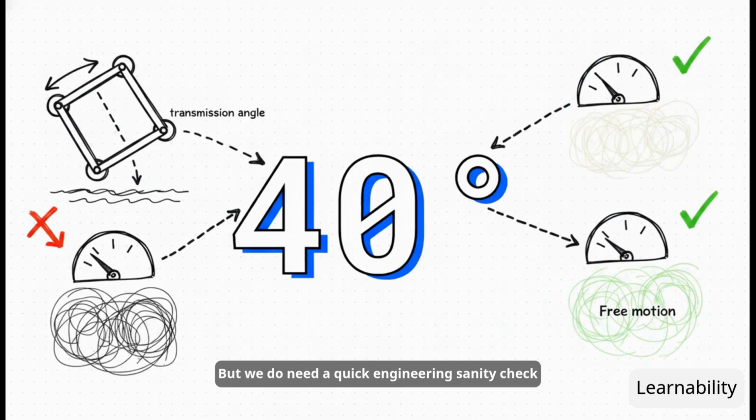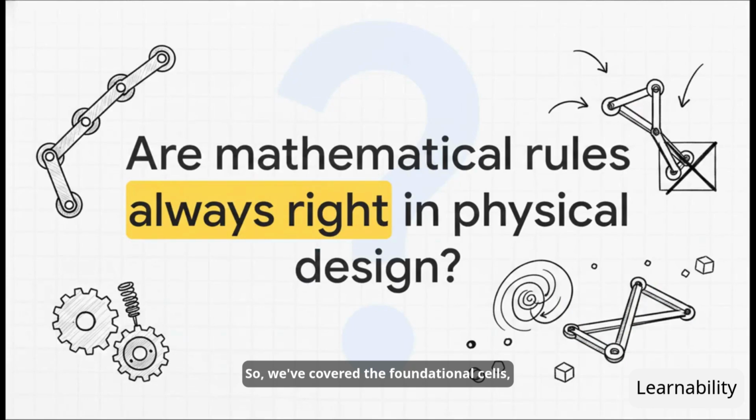But we do need a quick engineering sanity check to keep us grounded here. We have to watch the transmission angle. That's the angle actually transferring the force onto the output link. If that angle dips below 40 degrees, the physics of friction completely take over. I don't care what your pure kinematic math says, in the real world, that mechanism is going to bind up and lock on you. So, we've covered the foundational cells, the mobility math, and the forces of these linkages.